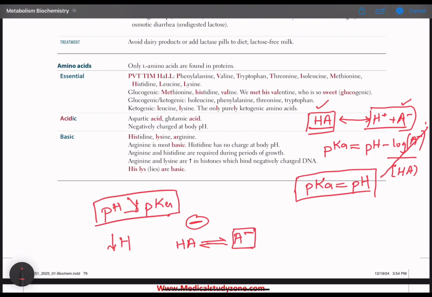So if the pKa is lower than the pH of the solution, which is the case for acidic amino acids, the acidic amino acids have low pKa. So at body pH, which is 7.4, the acidic amino acids exist in the negative state. They are the two acidic amino acids, as their name implies: aspartic acid and glutamic acid, also known as aspartate and glutamate. They exist in the negatively charged state at body pH, while for basic amino acids it is the opposite.